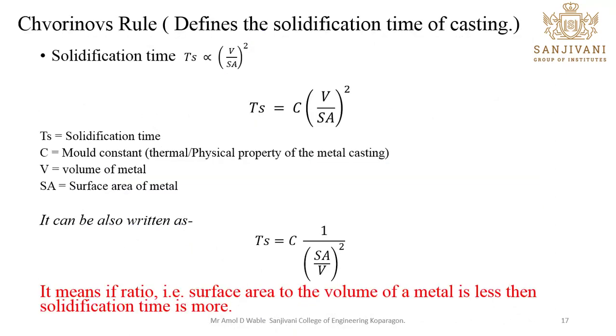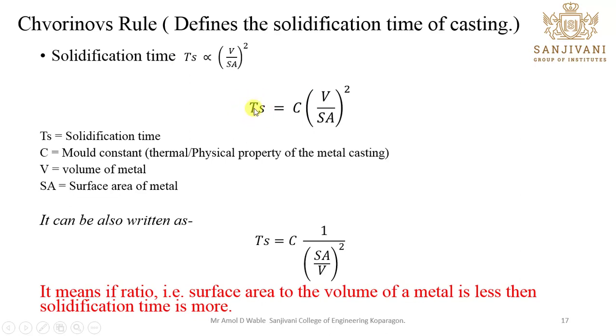Again, Chvorinov's rule defines the solidification time of a casting. It gives the equation: solidification time is equal to C times the volume to surface area ratio, raised to the power 2, where Ts is the solidification time, C is the mold constant, V is the volume of the metal present in that space, and A is the surface area of your cavity or the surface area of the molten metal present. Why is there a need to find the solidification time?